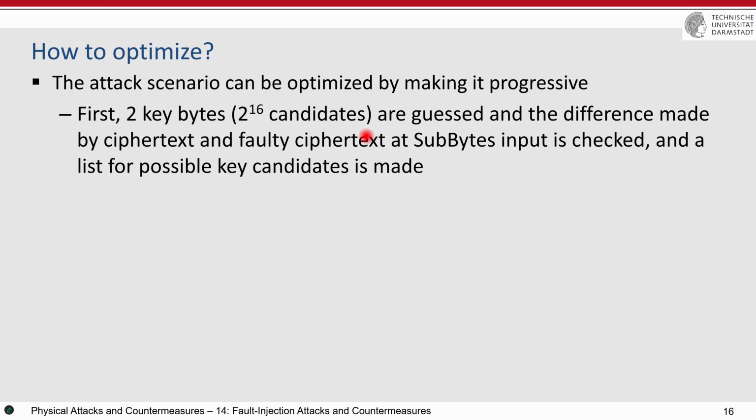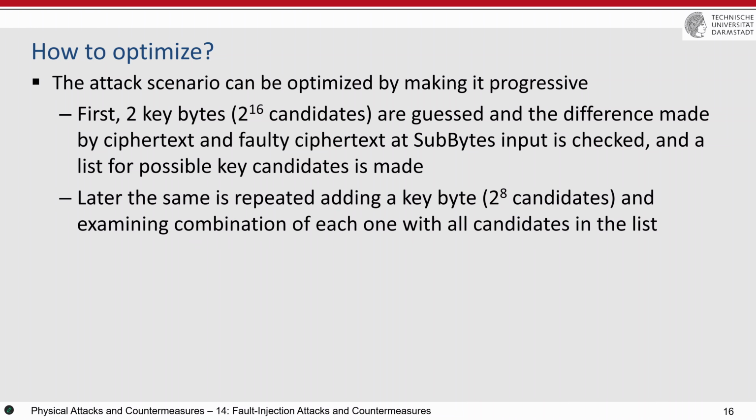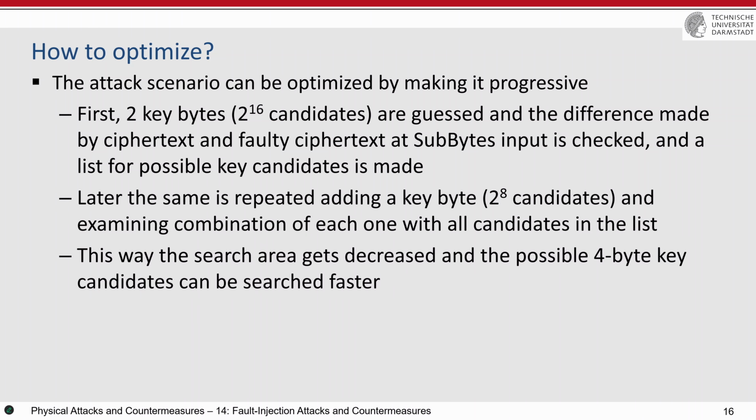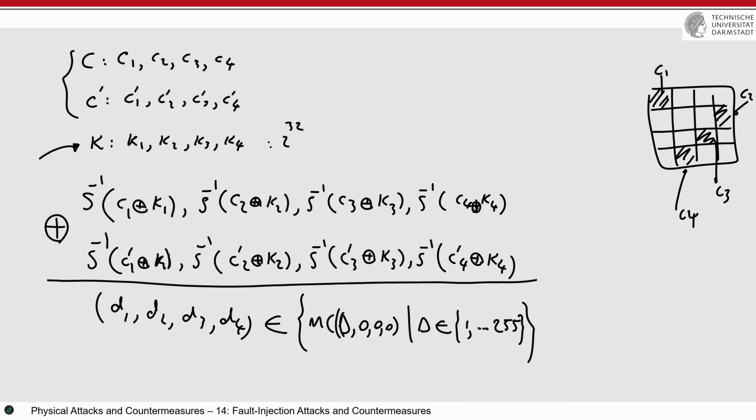the first 2 bytes. And then you check if these key values lead to something which is correct. Then you continue this and you add one more key byte to this and then perform the attack again and again. This way, the search space gets decreased, and of course, you can run the attack much faster instead of guessing 4 bytes at the start. How to do so? Look here, you guess now only these 2.